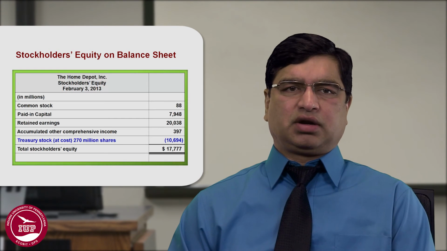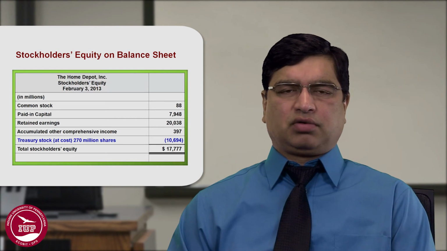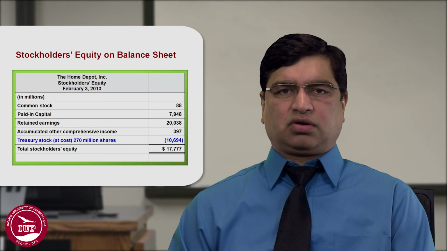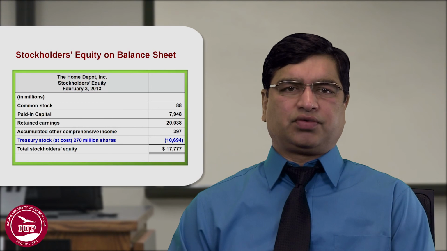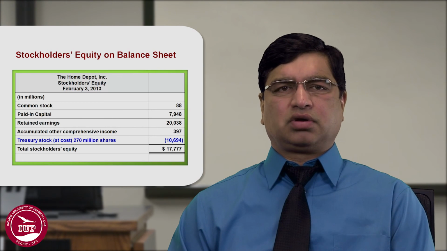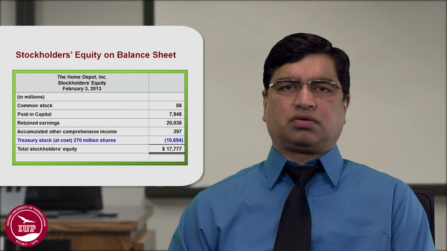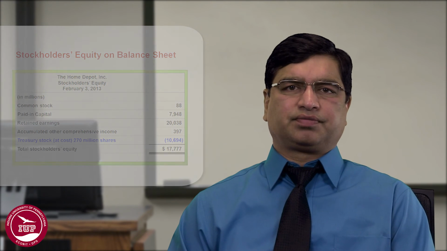So if you look at the stockholders' equity section, you've got the common stock, for example, paid-in capital $79.48, retained earnings, and notice the Treasury stock at cost at $270 million, 270 million shares at $10,694,000. So this is how a sample of stockholders' equity would look like.